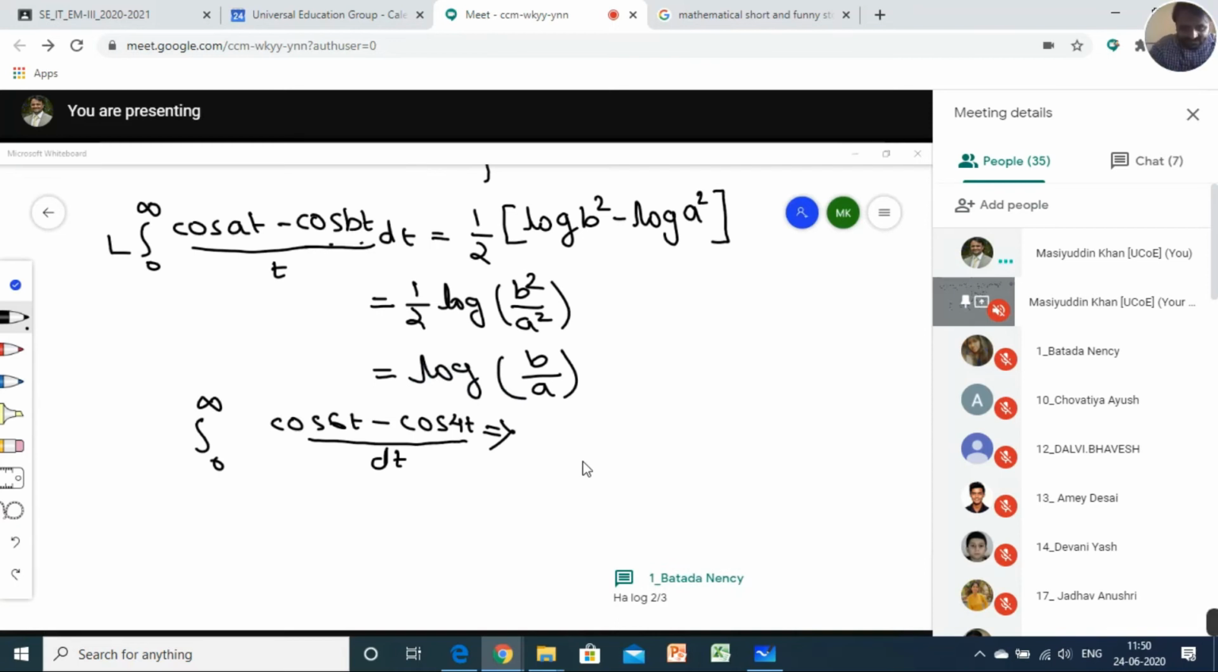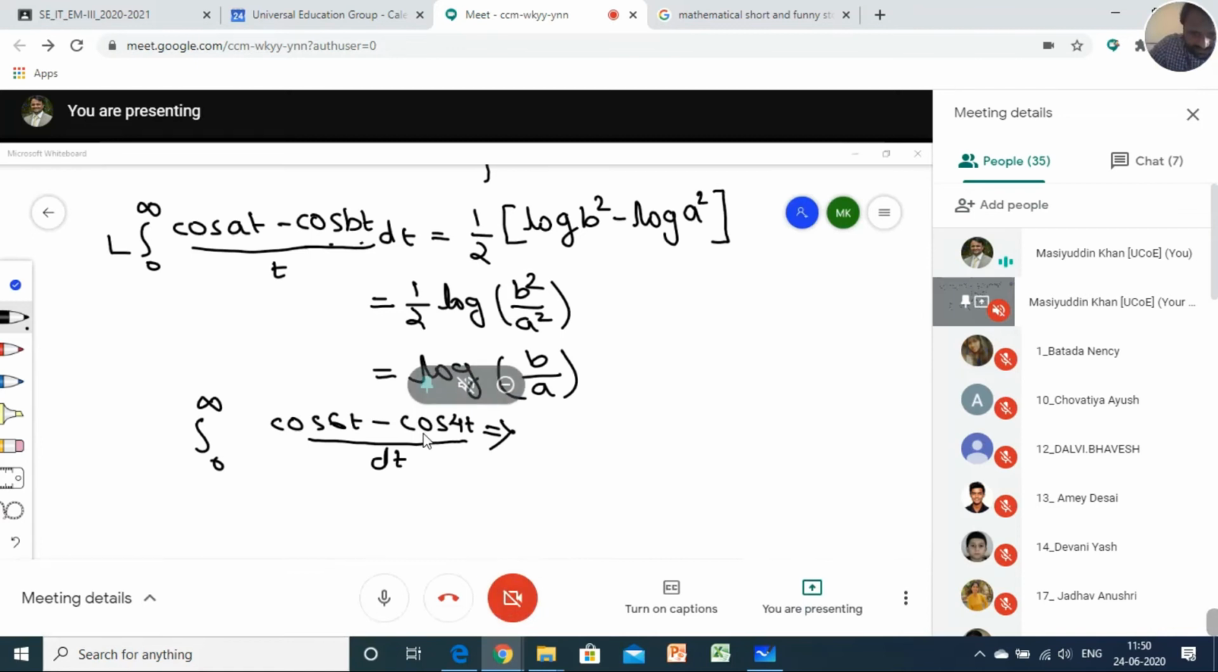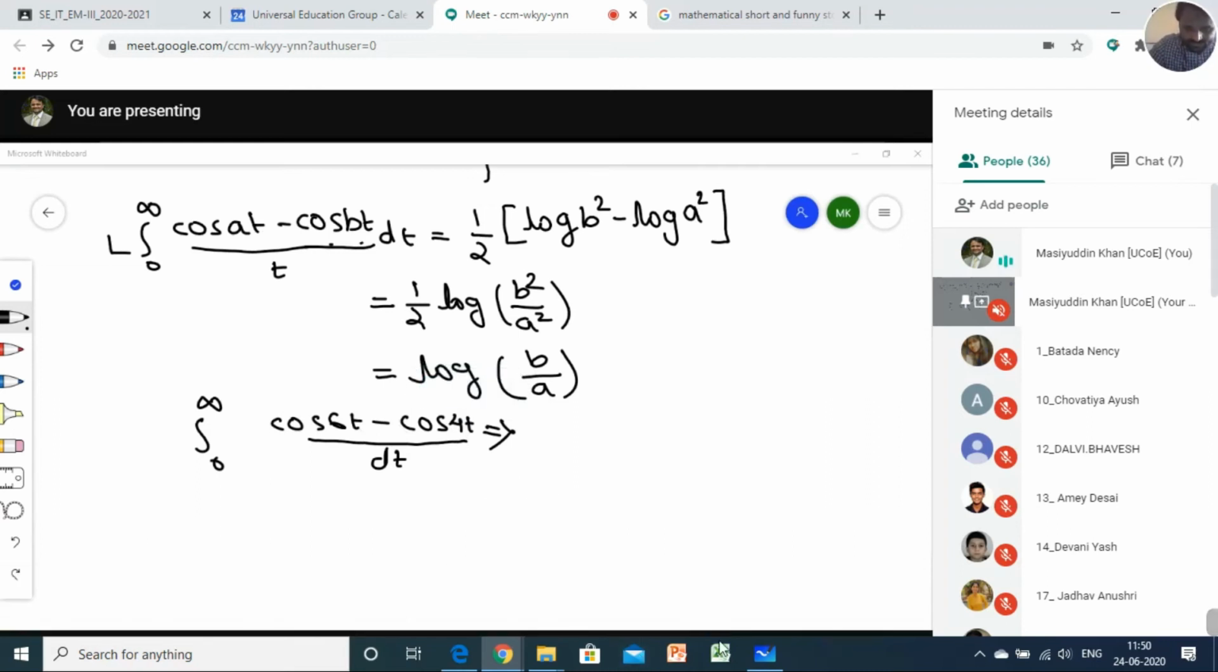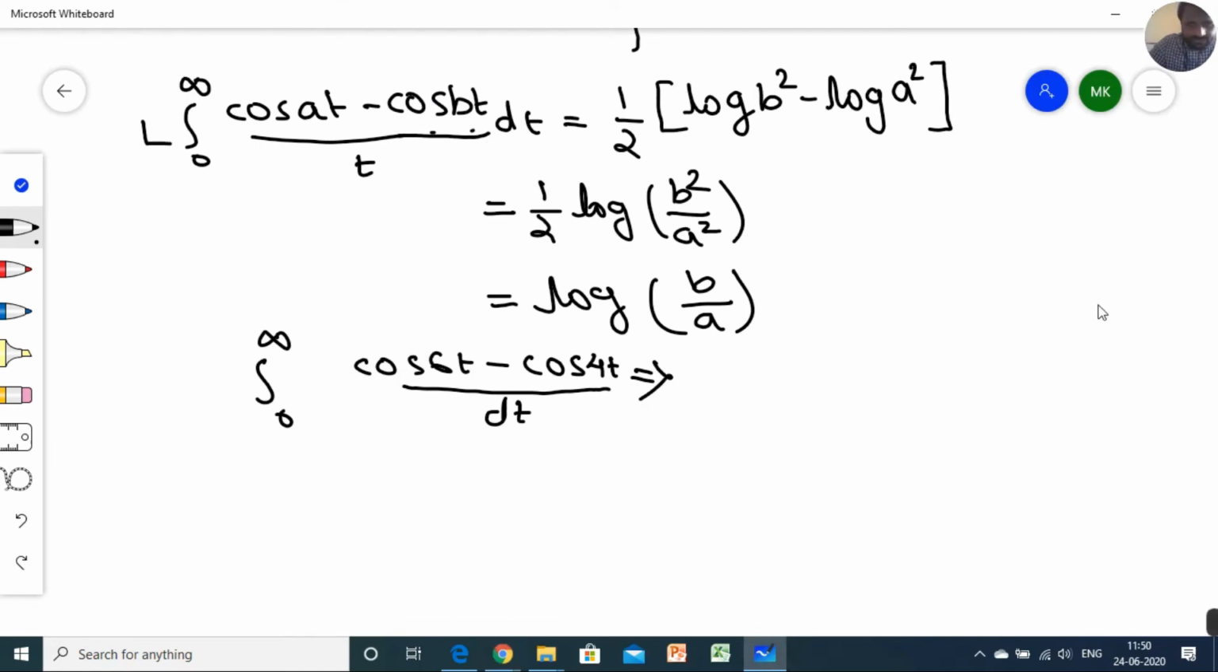Okay, fine. So the answer will be log b by a. So just you have to put the values, this is my a, this is my b. So we have to compare with this question, so you will get b by a, so 4 by 6, so that you will get 2 by 3. Okay, so I hope the question and the method are clear to all of you.